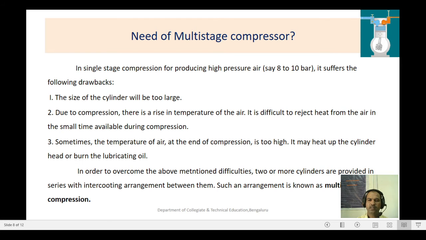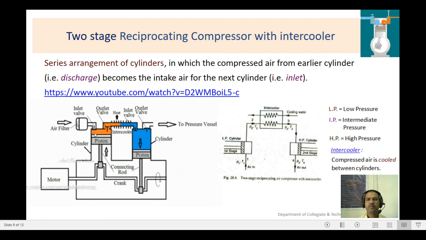So let us discuss the working principle by considering the two-stage reciprocating air compressor with intercooling. Two-stage means I have two cylinders, the first cylinder and the second cylinder. It may be a 3-cylinder or a 4-cylinder, but two-stage means I use only two cylinders, and in between these two cylinders I use the intercooler. These are two schematic diagrams, both are the same, so you can use either one. For explanation I will take this figure.